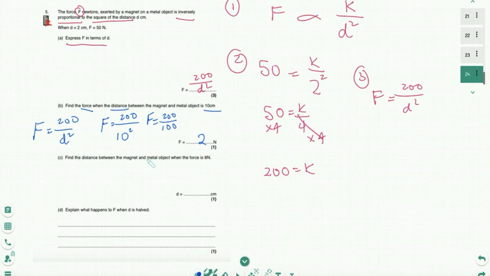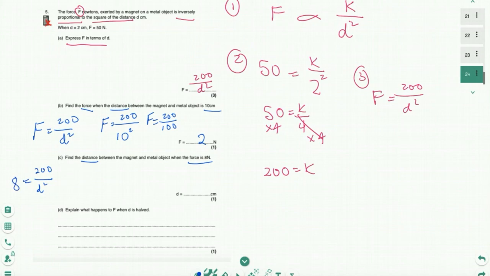Find the distance between the magnet and the metal object when the force is 8 N. So now we're trying to find the distance when the force is 8. So I'll replace F with 8, so 8 is equal to 200 over d squared. To solve this, I guess there's a few ways of solving this.